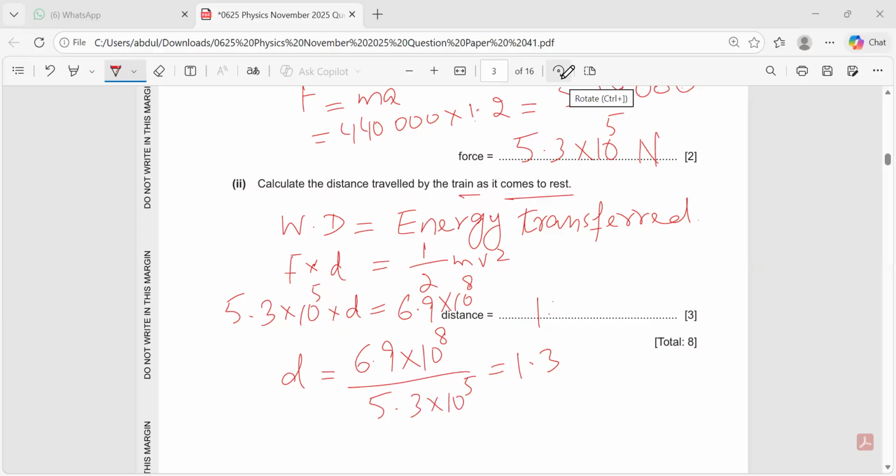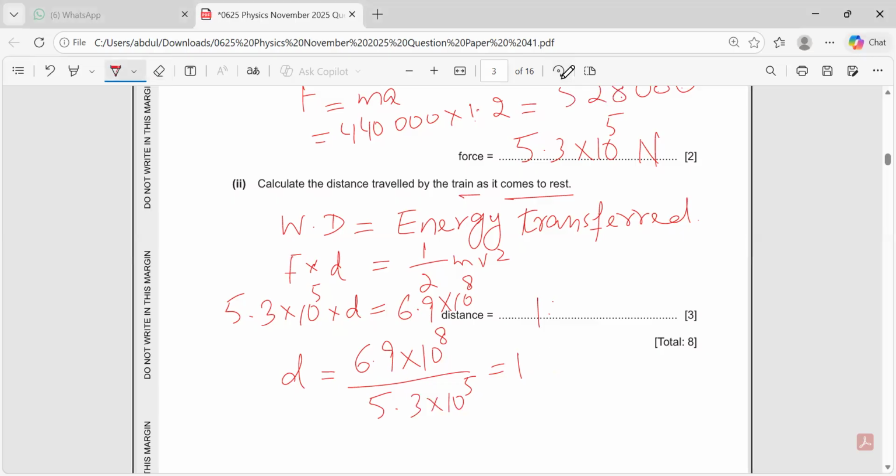6.9 times 10 raised to the power of 8 over 5.3 times 10 raised to the power of 5. As I'm simplifying, I'm getting 1301. So instead of writing directly the answer, first of all, my dear friends, 1301, this is in meters. So you can write here even 1300 meters, or you can write 1.3 kilometers, that will also work.